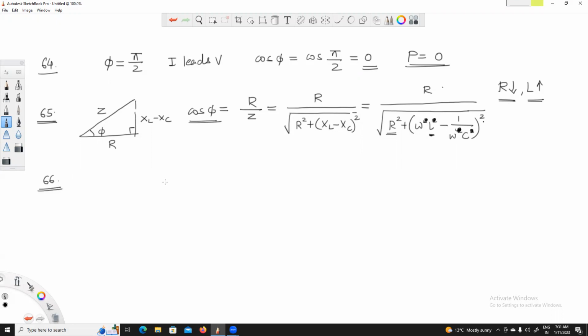Next, 66. V given, phase difference given. So wattless power. Wattless power is what? So I'll write here peak V naught 100. So peak I naught is also 100. And the phase difference between V and I is pi by 6. And basically I leads V. I want the wattless power. So wattless power is what?